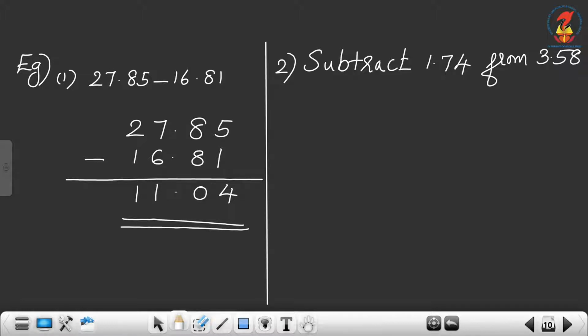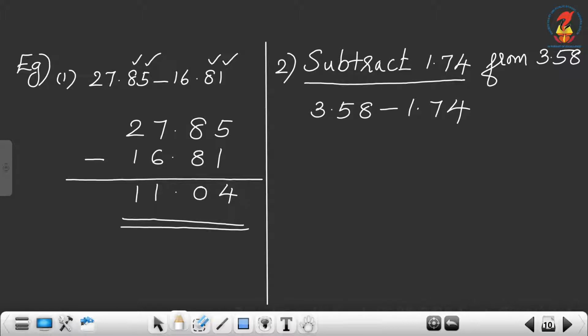Then second one. Subtract 1.74 from 3.58. So what you have to subtract? 1.74 from where? 3.58. So first you have to write 3.58 minus 1.74. Now when we do the addition, we have to check whether the given decimals are like decimals. So in the case of subtraction also we have to check it. Here, the first number, count the number of decimal places, 1, 2, 2 decimal places. Second one also has 2 decimal places. So we can say that they are like decimals.